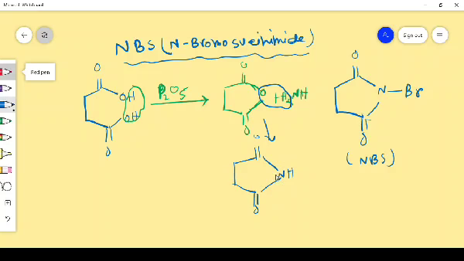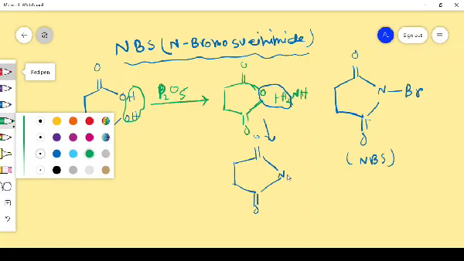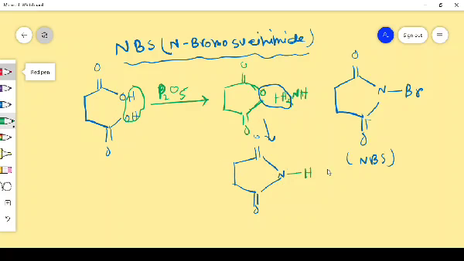Now look at this. You may think that this is an amide, so this will be an amine. Naturally, amines are basic, right? There is a lone pair because they donate a lone pair. But here, this is not a basic amine, because the proton which is present here, this proton, is an acidic proton, right?